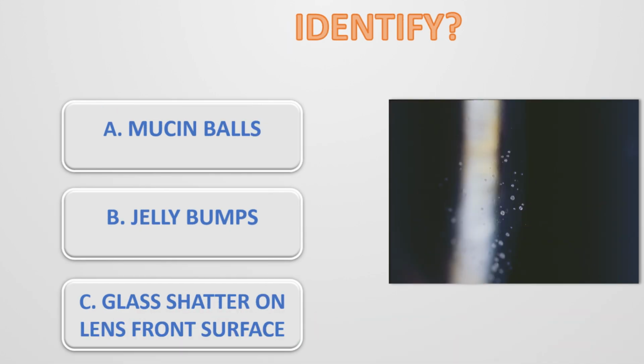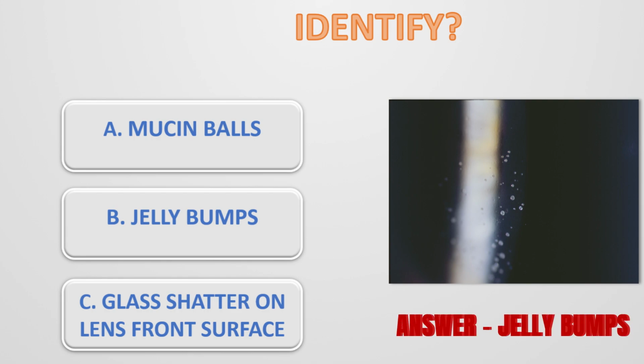Question 3. Identify the following. Options are: A, mucin balls. B, jelly bumps. C, glass pieces. The correct answer for this question is option B, jelly bumps. Jelly bumps are cholesterol and waxy deposits in the contact lens.